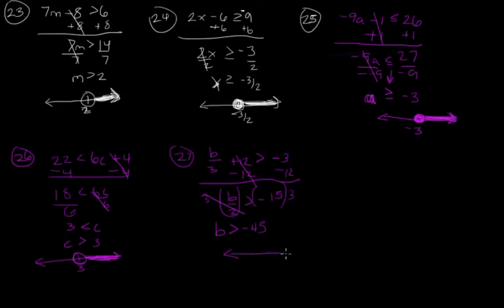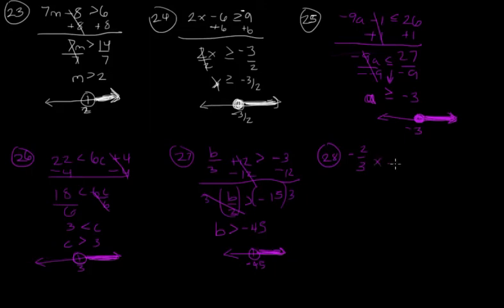So, number line. Okay, here's my -45. Open circle, shaded to the right. Man, all of these have been shaded to the right. How annoying. 28. I hope there's a change to the next one. I don't think there will be, though.